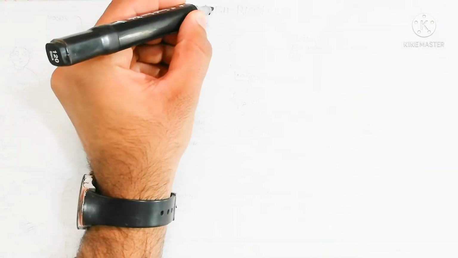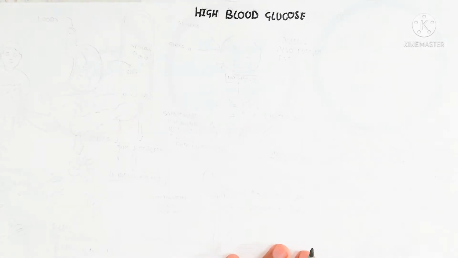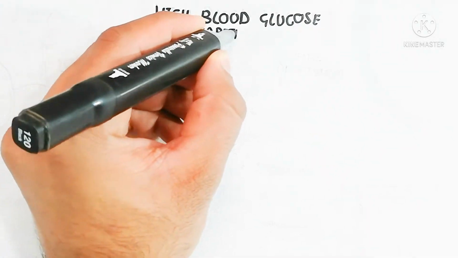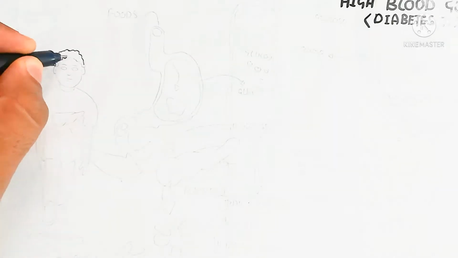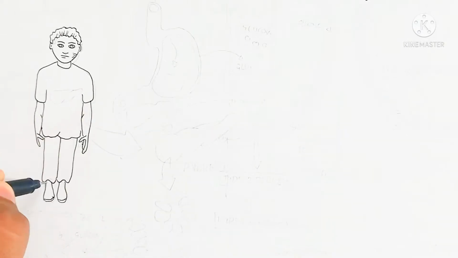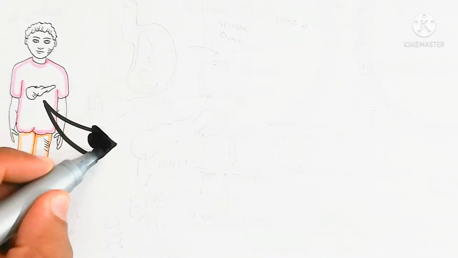Hello, in this video we will discuss high blood glucose, that is, diabetes type 2. Diabetes type 1 is also involved in this mechanism of high blood glucose, but here we will just understand diabetes mellitus type 2. So here is a person who contains a pancreas.